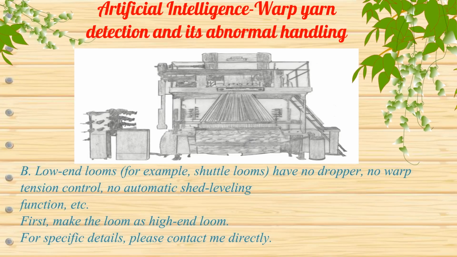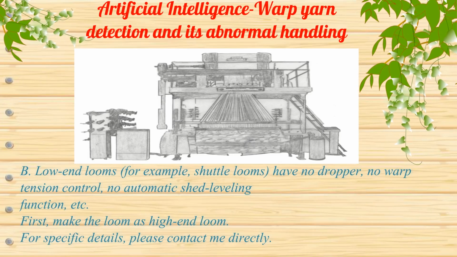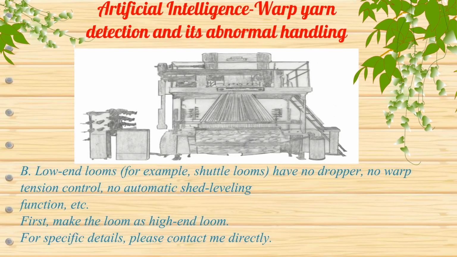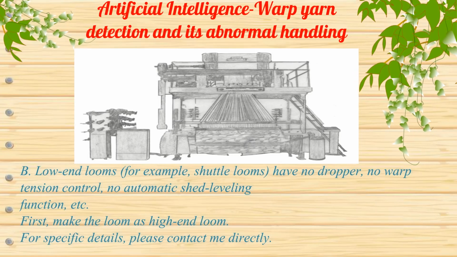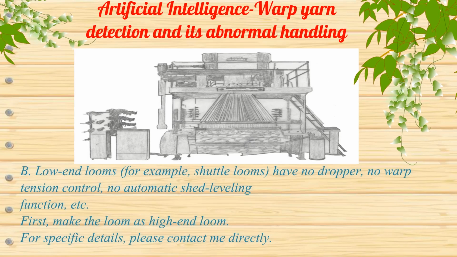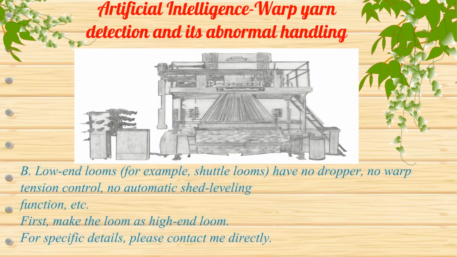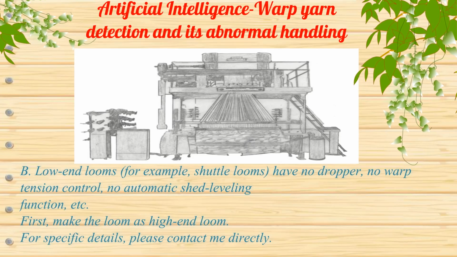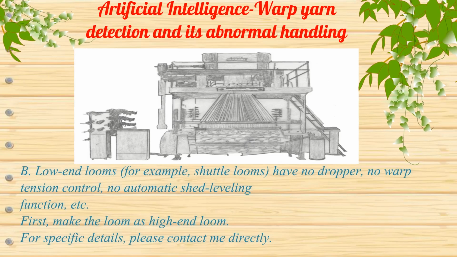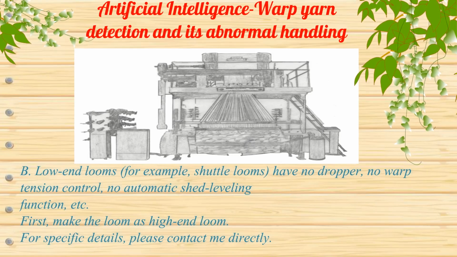B. Low-end looms, for example, shuttle looms, have no dropper, no warp tension control, no automatic shed leveling function, etc. First, make the loom a high-end loom. For specific details, please contact me directly.